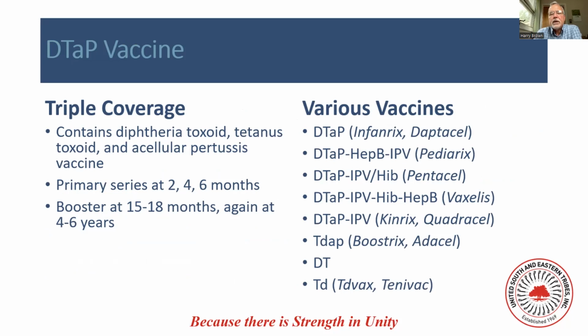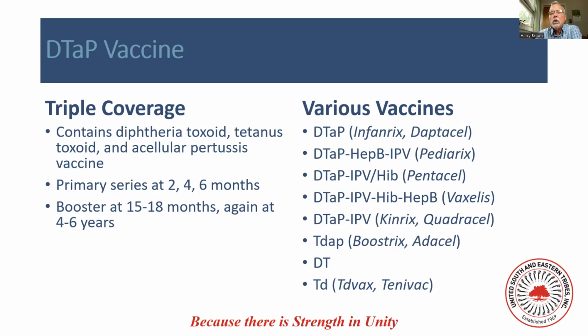So there is a vaccine, the DTaP. The little a stands for acellular. So it contains diphtheria toxoid, tetanus toxoid, and acellular pertussis vaccine. The newer acellular vaccine causes a lot less serious reactions. You give it at 2, 4, and 6 months as a primary series. Then you get a booster when you're 15 to 18 months and another booster at 4 to 6 years.